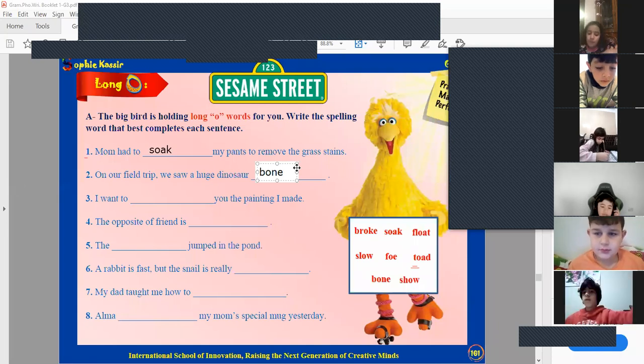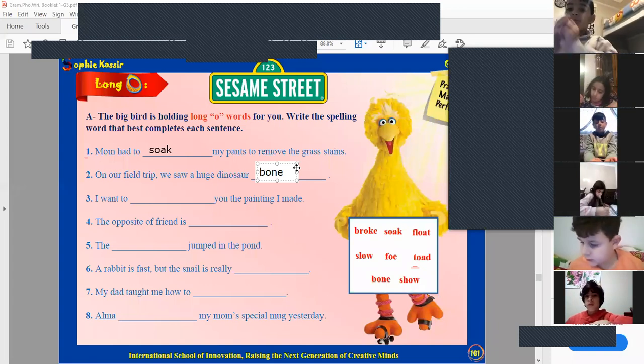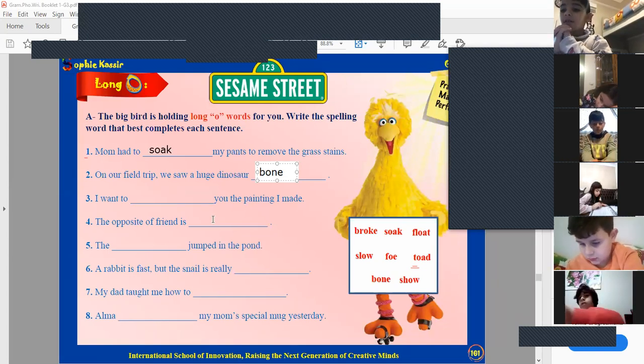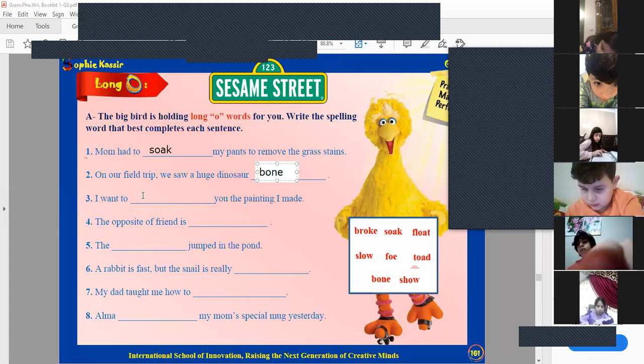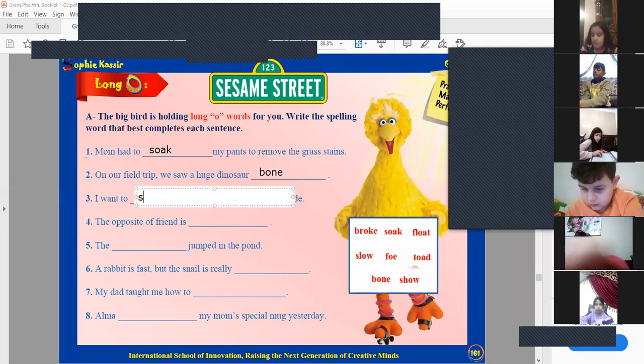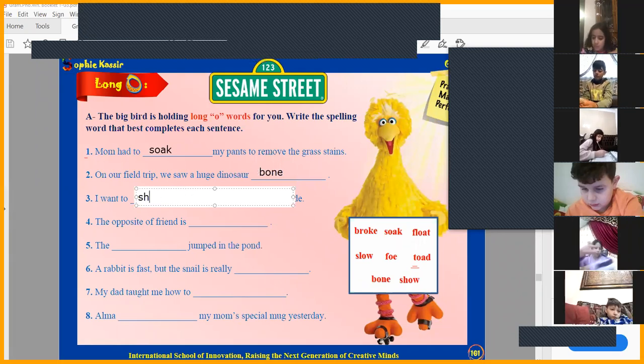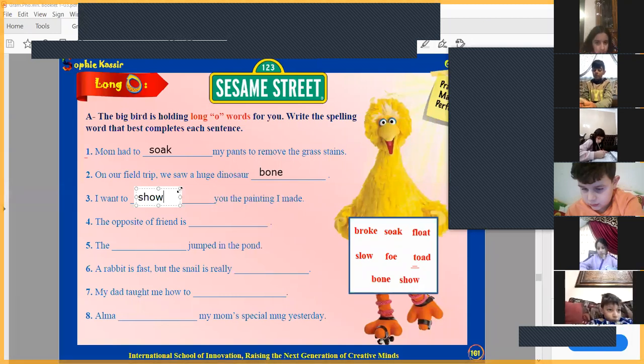Okay, thank you, Ali Asi. It's correct. Yalla, Kamal Dahir, do number 4, please. What do you mean? Number 3. I want to show you the painting I made. Bravo, Miss. Excellent. I want to show you the painting I made. Excellent. Okay. Next. Yalla, Yusuf Darwish, number 4.